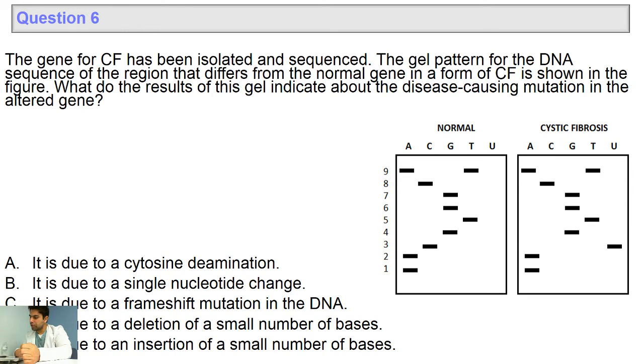Single nucleotide change. You're right, but which one is the accurate one? You know, it's cytosine deamination. Like if you look at number 3, right? Number 3 is changed from C to U. Yeah. No, A is the answer.